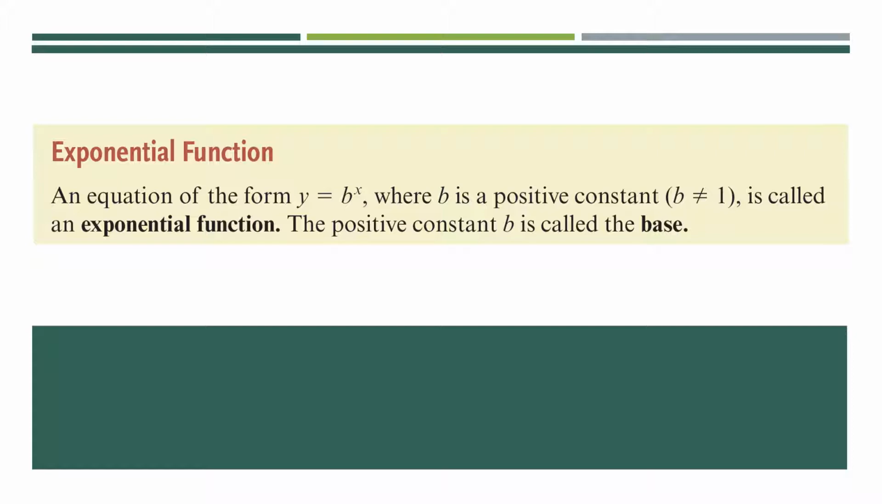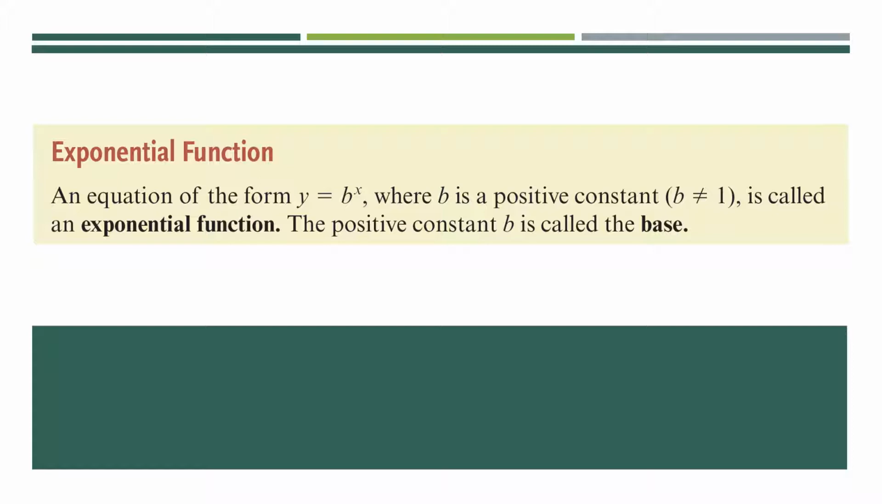This is the formal definition of an exponential function. You don't have to have this memorized, but whenever you see a function in this form, you should be able to recognize that that is an exponential function. It says an equation of the form y equals b to the x, where b is a positive constant, but b cannot be 1, is called an exponential function. The positive constant b is called the base. All right, so an exponential function has the form y equals b to the x, where b is some positive constant, but b is not allowed to be 1.